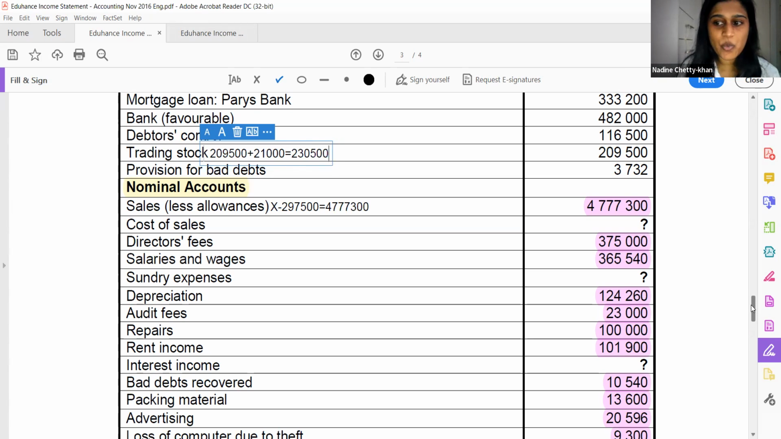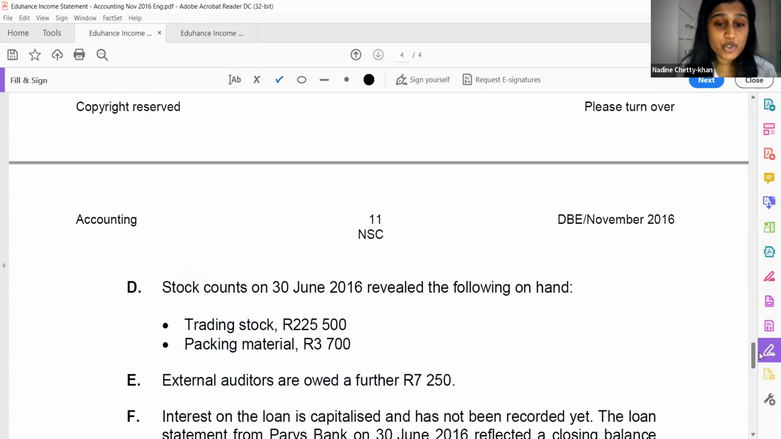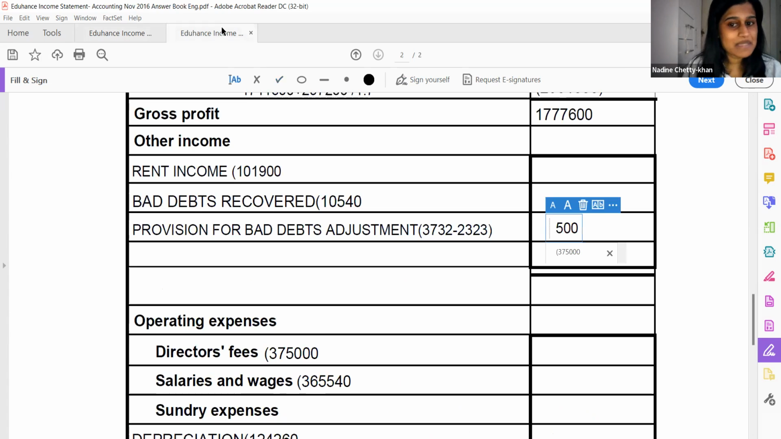Now, based on what's in our warehouse of 225,500, we have less in our warehouse versus what's in our books. So that means that maybe something is happening in our books. We need to now reduce the amount in our books. And how do you reduce an amount in your books? Well, you are going to credit inventory by reducing it, and you are going to debit something called trading stock deficit. And because you're debiting it, it's going to be an expense.